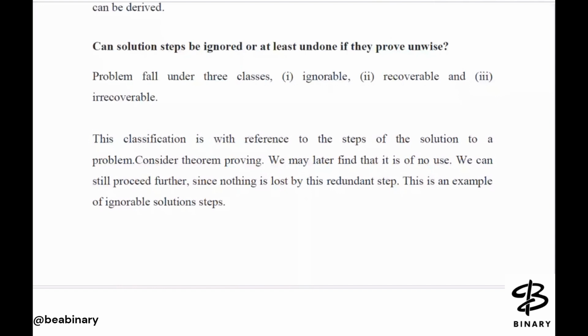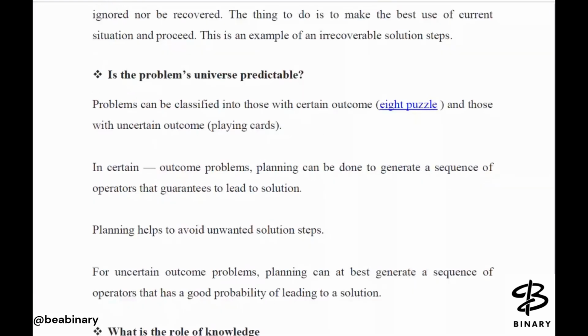Now, is the problem universe predictable? Another characteristic is: is the problem universe predictable? Can you predict it? Problems can be classified into those with certain outcomes and those with uncertain outcomes, like playing cards. If we are talking about the eight puzzle problem, the outcomes are certain, and uncertain outcomes can be in playing cards. What do you understand by certain outcome problems?